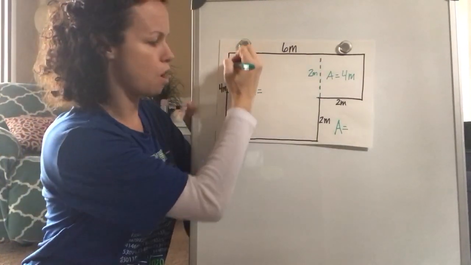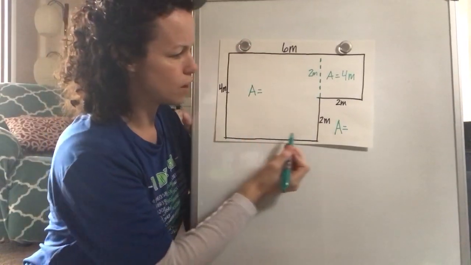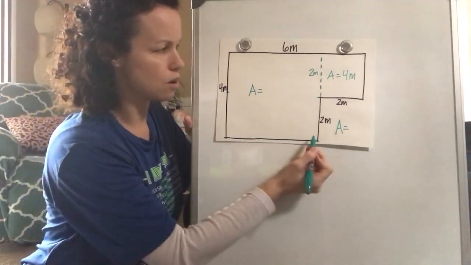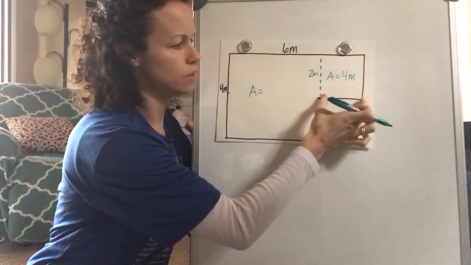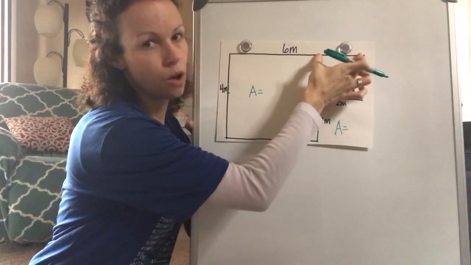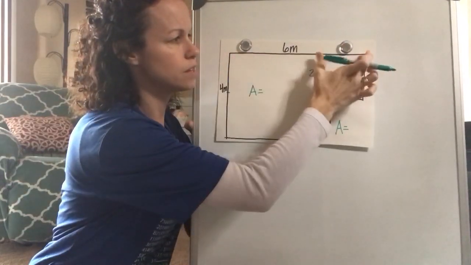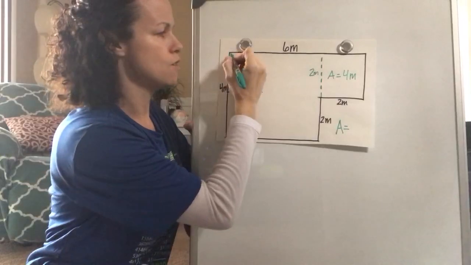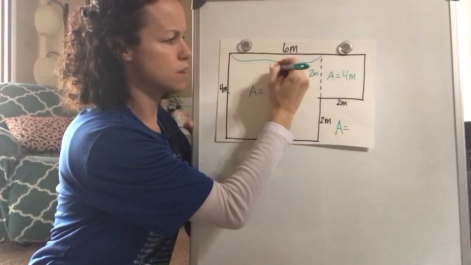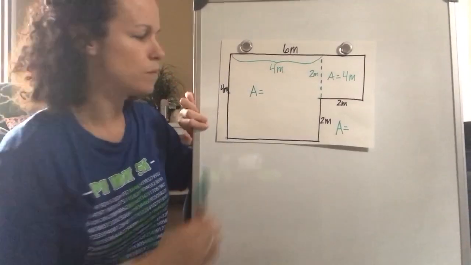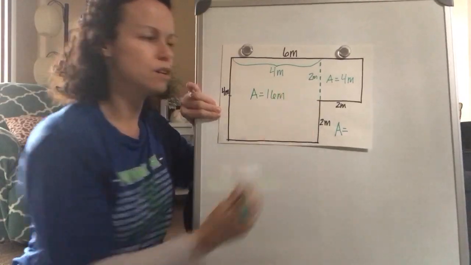Now we look at this bigger shape here. We know this part is 4, but what we don't know is all the way across what this is here. Now we know the whole giant shape is 6 meters across. We know that this part from here to here was 2. So if I take the 6 meters that the whole thing is and subtract that 2, I know from here to here it's 4 meters as well. So we have another square. So 4 meters times 4 meters gives us 16 meters.